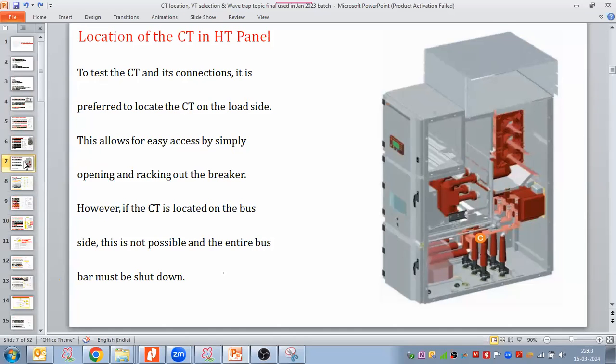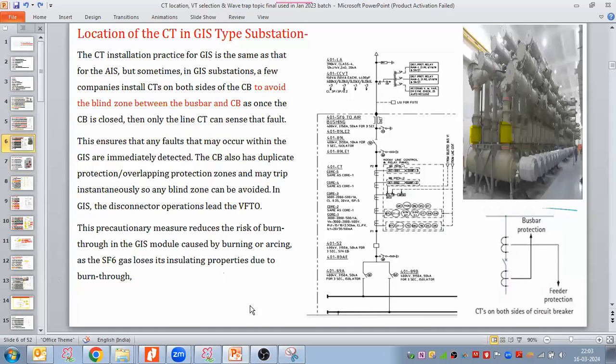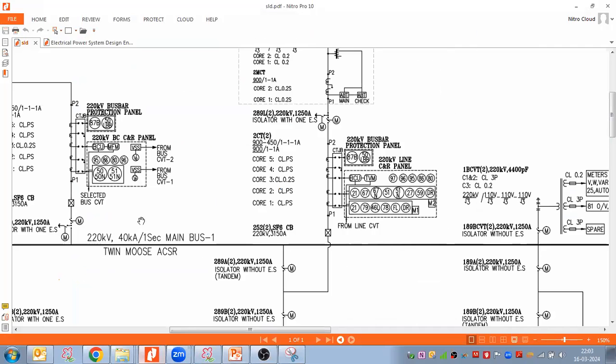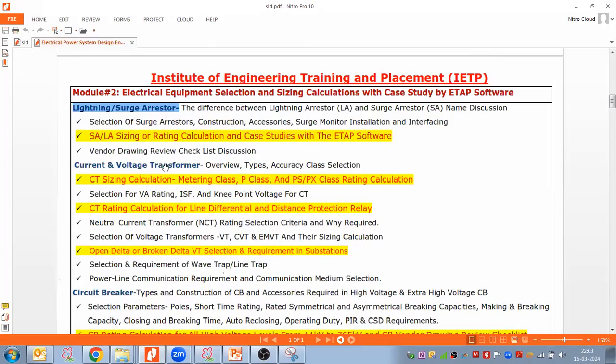Sir, could you please re-explain the SF6 burning and that thing? I didn't get it. We have a GIS module, and in that I will come to it. Do not pull towards the GIS as of now. Let us stick to the CT. I have a separate module for GIS. I'll discuss it during that. Okay, sir.